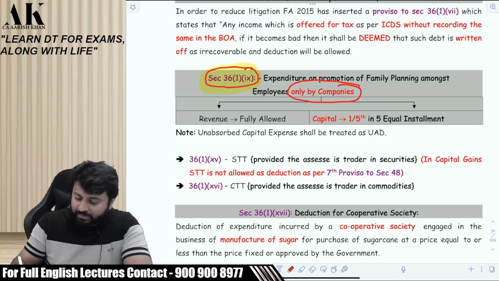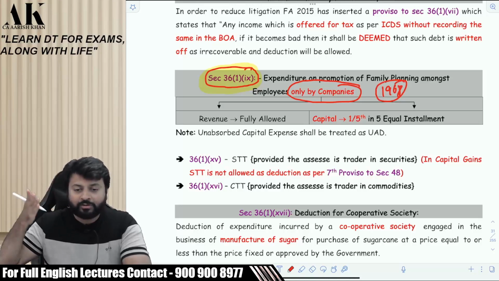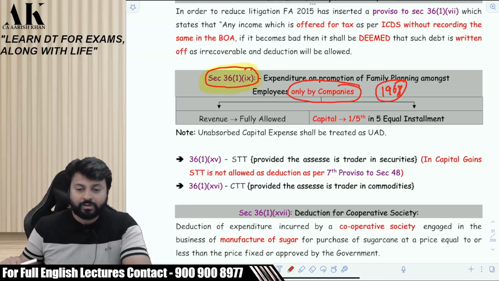So this provision is there since 1968. Since 1968, government is trying to promote family planning. So if they had not promoted, then what would have happened? God only knows.